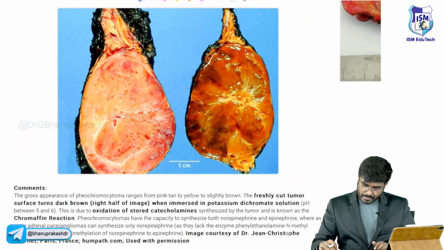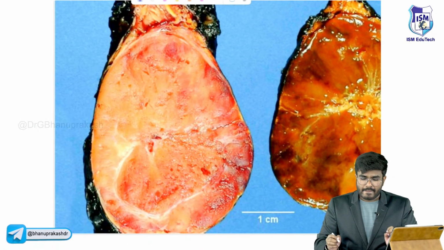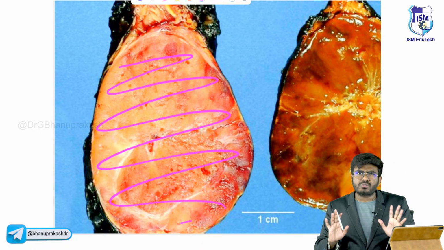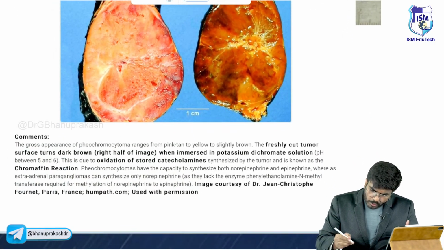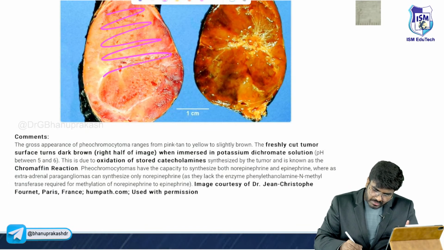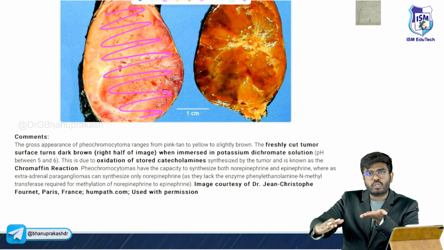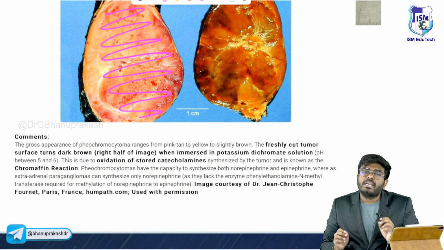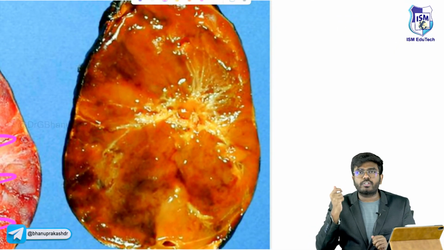After this, what else you should know is: this is the adrenal gland, and this is the tumor, the pheochromocytoma. See how it is pink to reddish in color. But when you take the tumor, make a cross section, cut it into two parts and apply potassium dichromate, do you know what happens immediately? The tumor is going to turn brown.